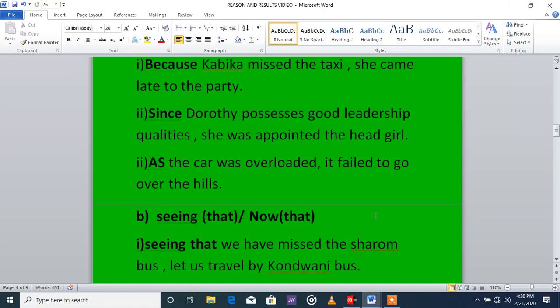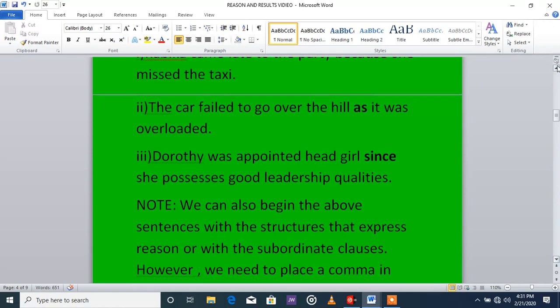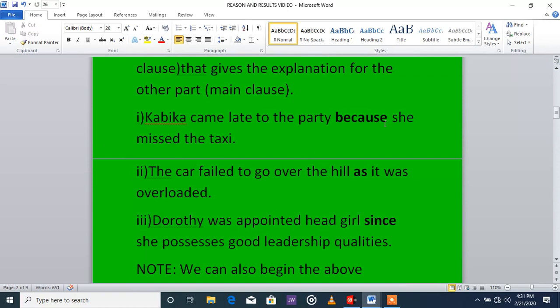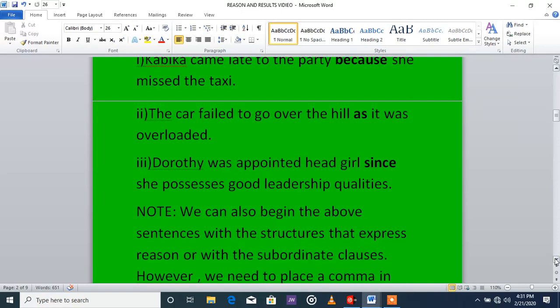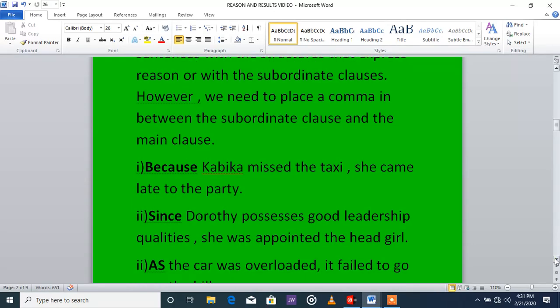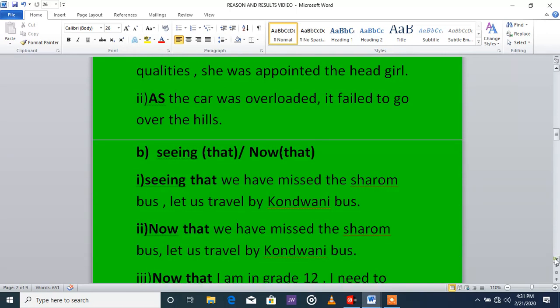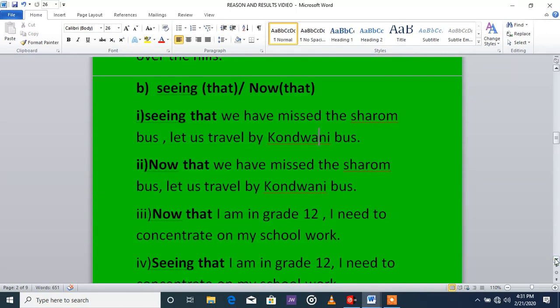Then the other one says: as the car was overloaded, it failed to go over the hills. If you check the ones above, they are the ones I was using to answer, where we put the structures in the middle. Here they are our structures, which are because, as, and since, and they start the sentence. So when they start the sentence, that's how you answer. Then, away from that, let's look at this one: seeing that, and also now that. Let's look at this one.